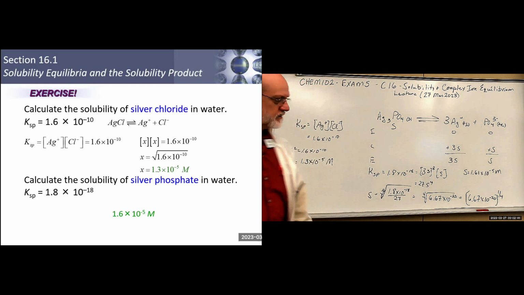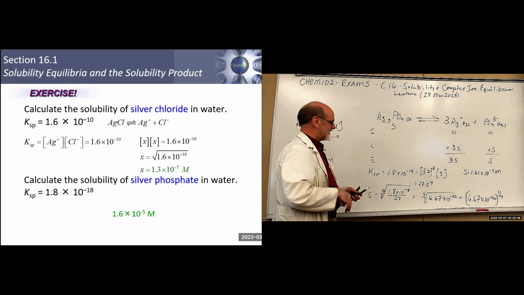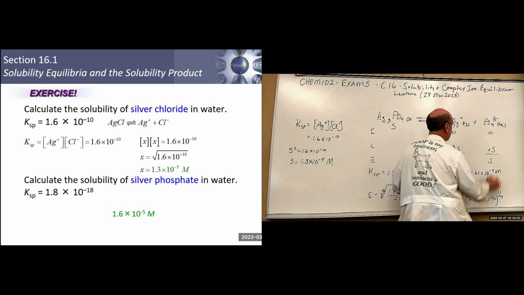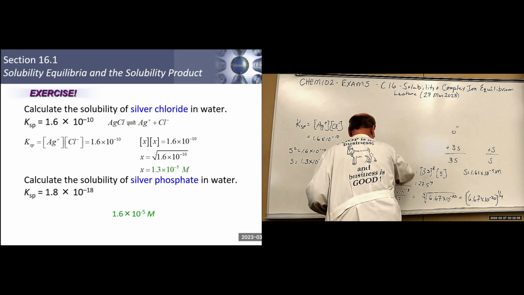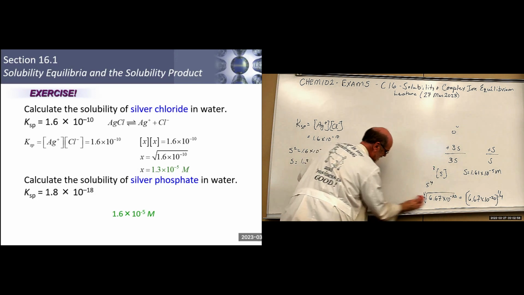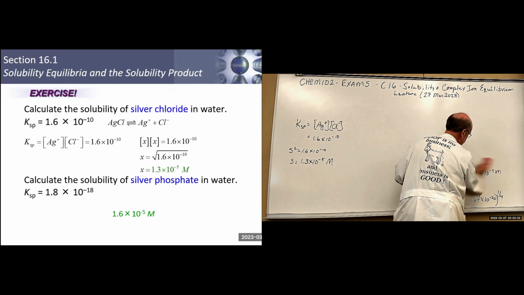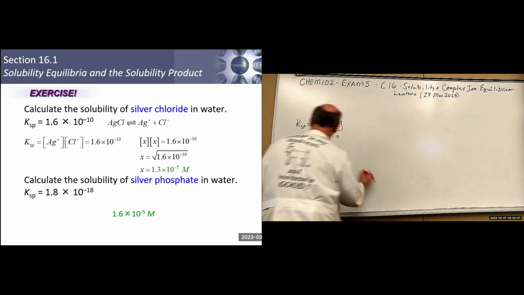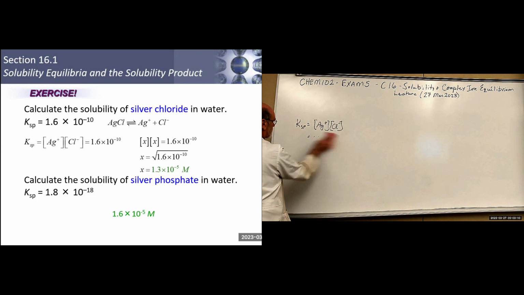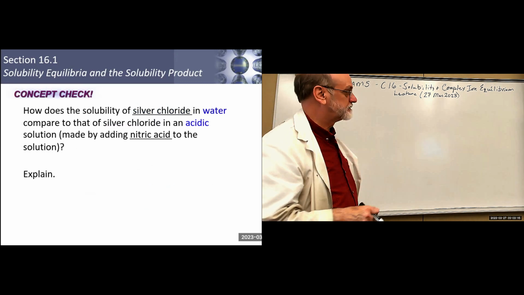Well, they chopped it off to 2. Should I have done that too? Yeah, I should have. 2 significant figures. Okay. So that's how you calculate the solubility if you know the K value. And I need to go back the other direction: calculate K if you know the solubility. I think that's what we're up to next.